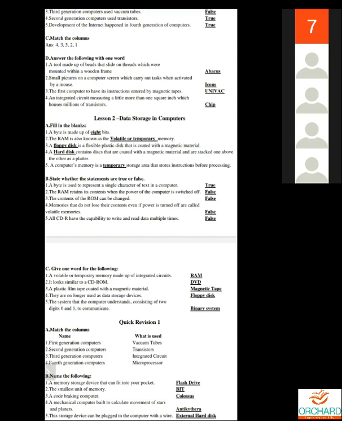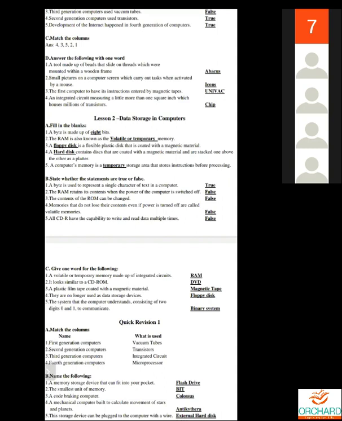Okay. Fourth one, a hard disk contains disks that are coated with a magnetic material and are stacked one above the other as a platter. That is, it is kept one above the other. Okay, so a hard disk contains disks that are coated with a magnetic material and are stacked one above the other as a platter.